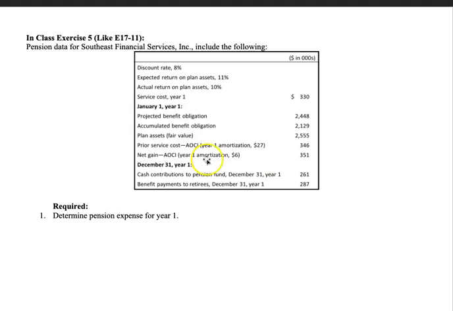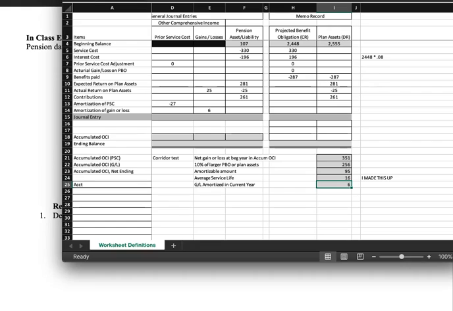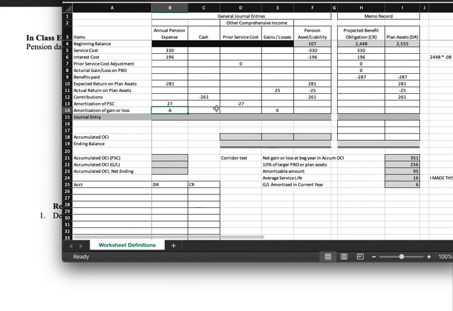So if we look here, notice it says our amortization for the year for our net gain is 6. That's how you come up with that number. You do what we call the corridor test. To do that, you have to have the average service life. It didn't give us the service life here, so I just made that 16 up so that my math worked out right. You take the excess amount, 95, divided by 16. That gives you 6 that we're allowed to amortize. And that's what becomes the amortization here. If it's a net gain, it's going to reduce our pension expense. If it's a net loss, it would increase it.